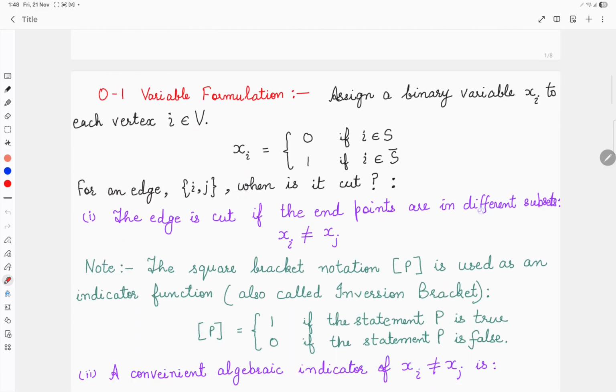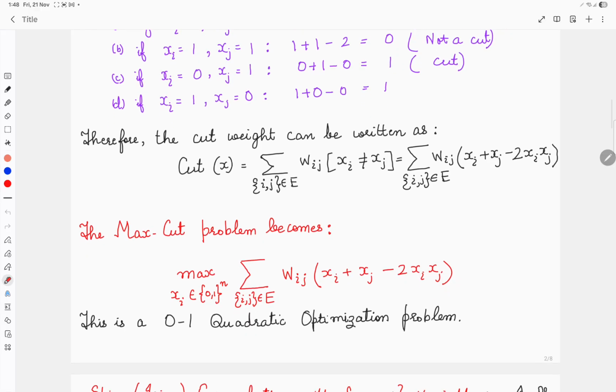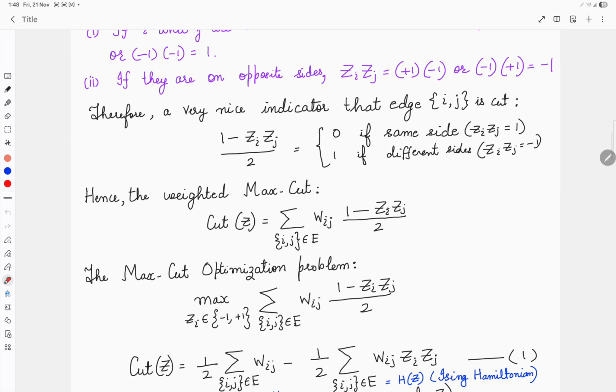Hence the weighted MaxCut will now be W, as we have also seen, we have defined this as my cut x. Cut x will give me the total weight of a cut, right? So if that weight is maximum, I will term it as the MaxCut. In the same way, I am trying to find cut z, which will give me the weight of any cut.